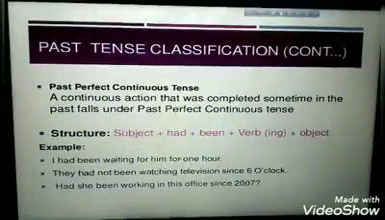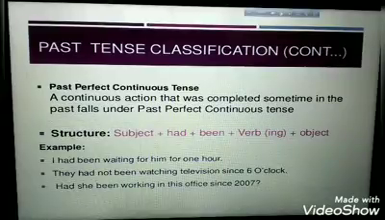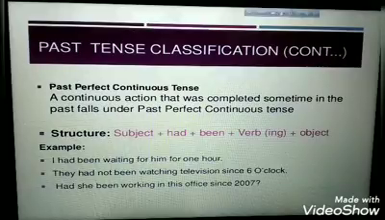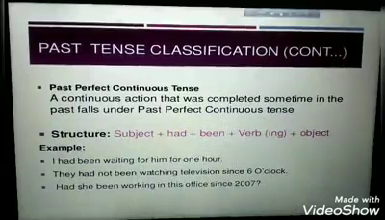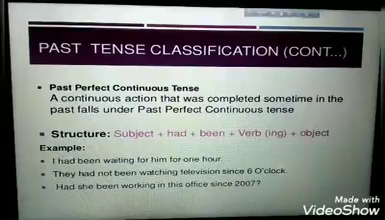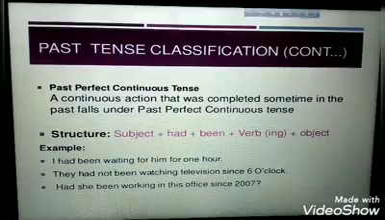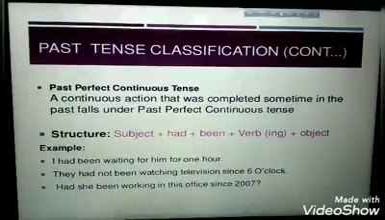So the next one, past perfect continuous tense. A continuous action that was completed sometime in the past falls under past perfect continuous tense. Now, the structure of past perfect continuous tense: subject plus had plus been plus verb ing plus object. So it will be clear for you by the given examples.